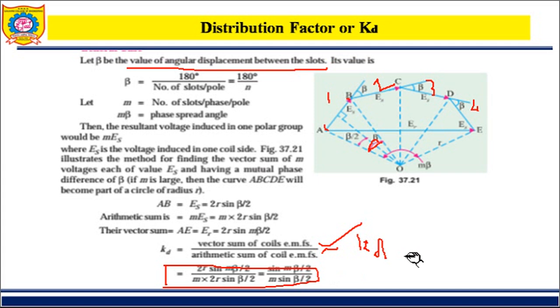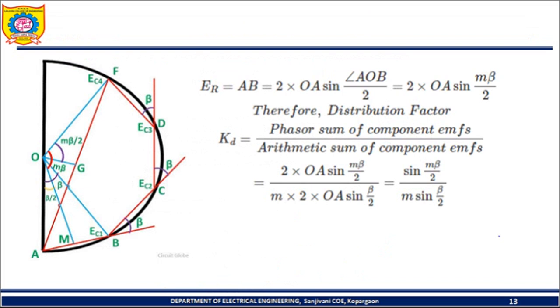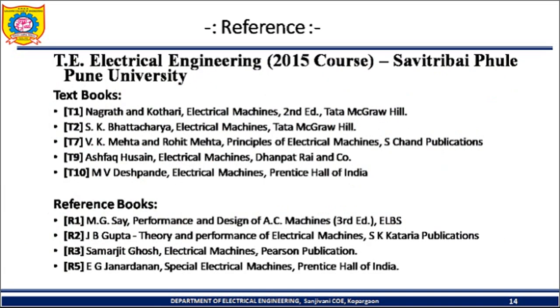See this change. These two formulas, Kc and Kd, are very important while solving problems. You can clearly see the relationship in this figure also, and you can see the formula. So these are the basic details of the winding required to understand the synchronous generator or synchronous motor and its related syllabus. I have collected this material from these references.